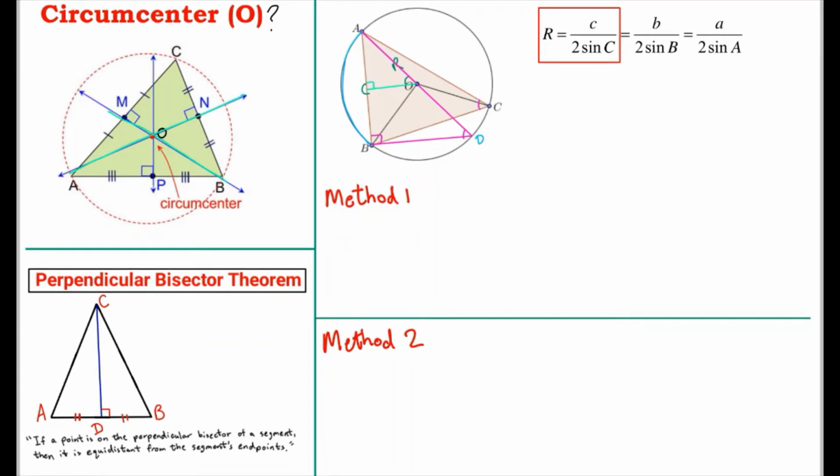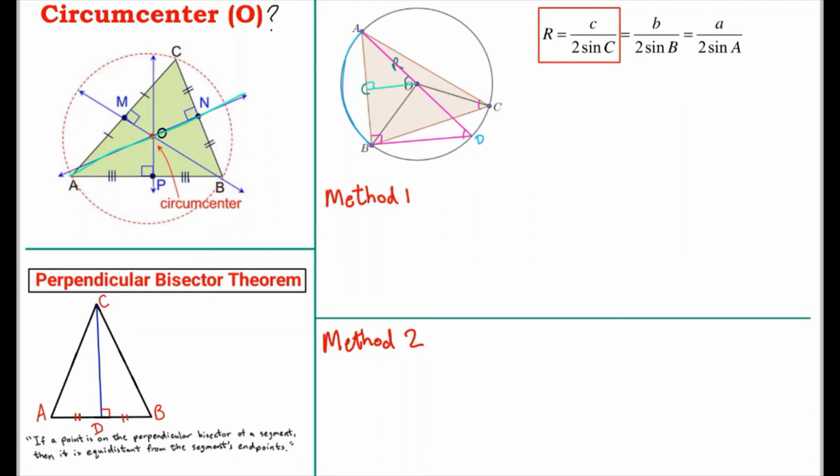What is a perpendicular bisector? Well, it's a line that bisects the side that it's on from the midpoint over here, so that it is perpendicular to the side.